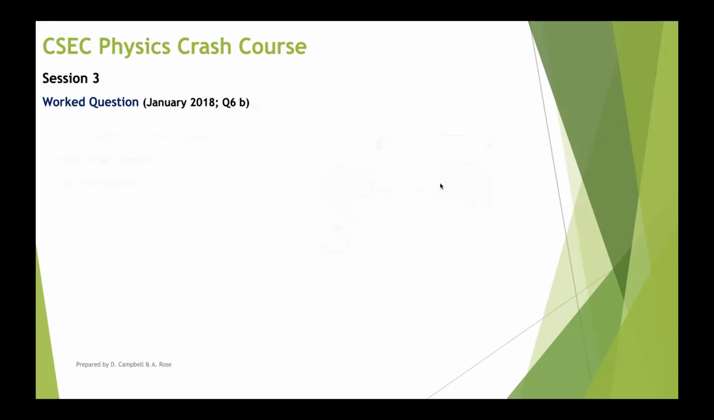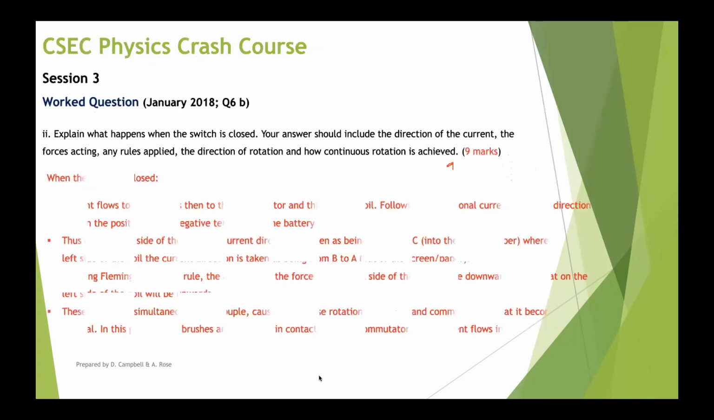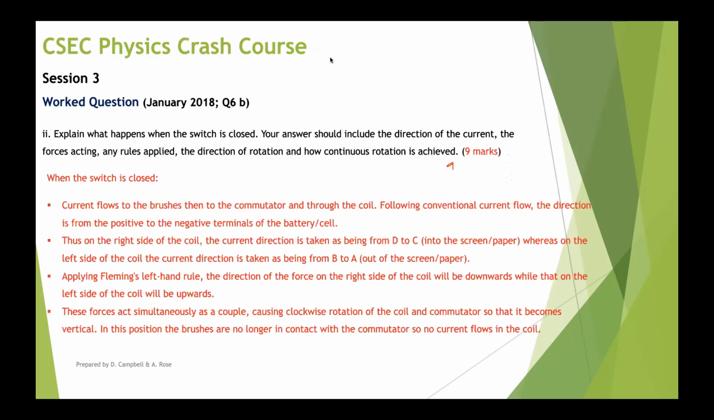On the right side of the coil, if we apply Fleming's left-hand rule, basically we could say that the current will be flowing into the screen. So the switch is closed, so we have current flowing through here and here. So current will be flowing into the screen. If we apply Fleming's left-hand rule, notice that the force will be downwards on the right side, and on the left side, it would be upwards.